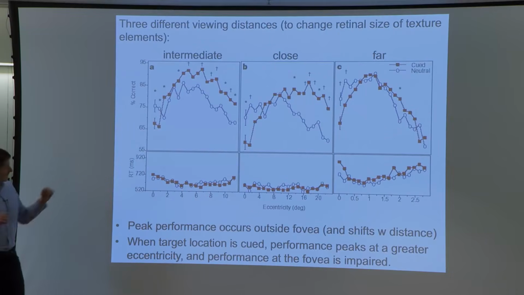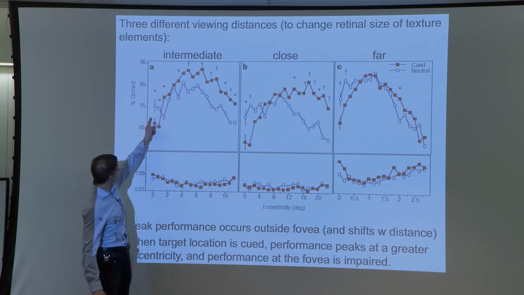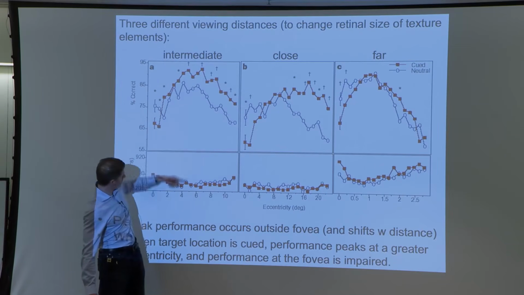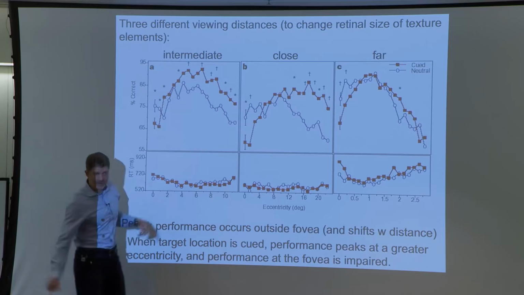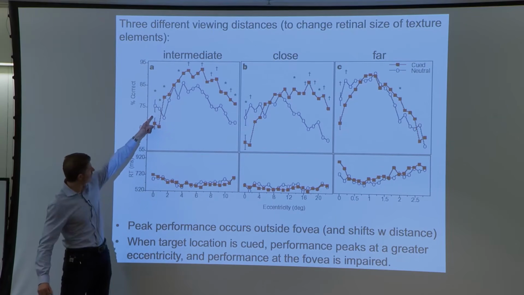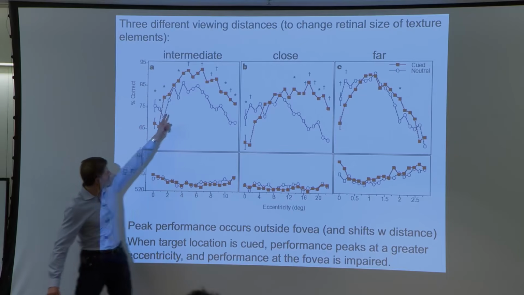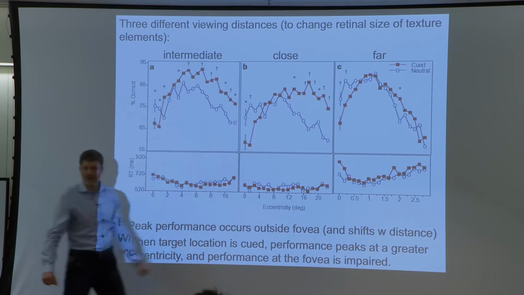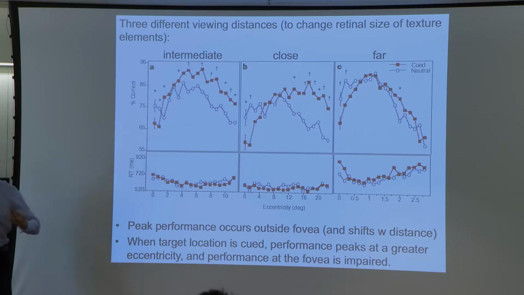In this case, performance is best at intermediate eccentricities, like 4 or 5 degrees. This is the phenomenon that we just talked about. When the target appears right at the fovea, you're worse than when it appears at these intermediate eccentricities, and then when it gets too far out in the periphery, you're again worse. This is this unusual trait of the texture segregation task.